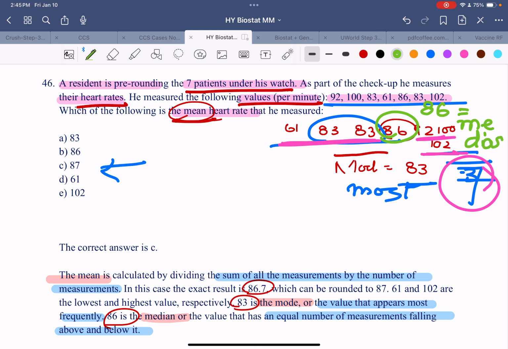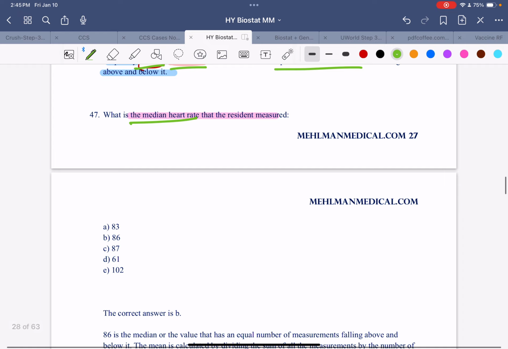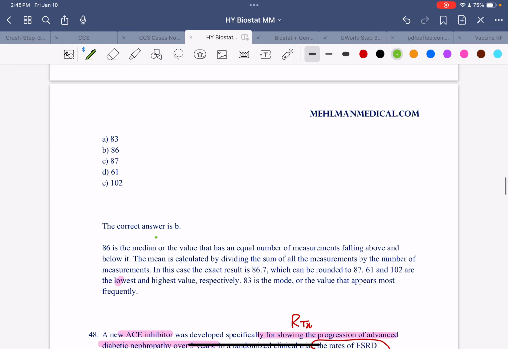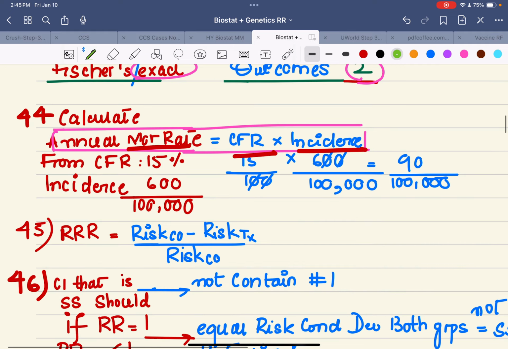So if you are given a set of data, you can easily calculate the mean from it, and the mean over here was C, 87, because it actually came down to 86.7, which can be rounded off to 87. The mode, the most frequent value that appears 2 times, is 83, and the median, having an equal number of values above and below it, is 86 because there were 7 values. So the most frequently occurring heart rate is B, 83. Okay. Do we have to revise anything from here?